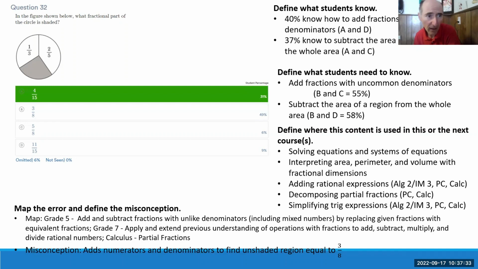And again, you can try to see in the standards why they are adding across. When did they first encounter this in the standards, and what is the misconception that they may have had from the very beginning that is leading to this mistake?